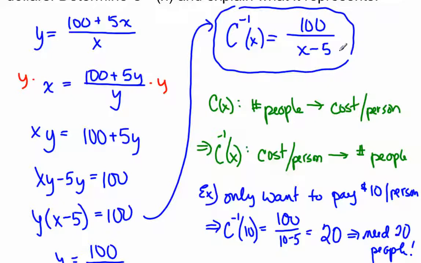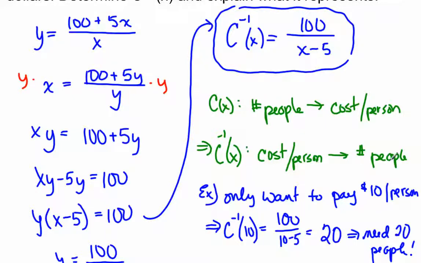Well, what have we just found besides just another algebraic expression? Remember, the original C of x says start with the number of people and I'll tell you the cost per person. Well, the inverse does the reverse of that. So C inverse of x starts with the cost per person and then tells you how many people you need in order to get that cost per person.